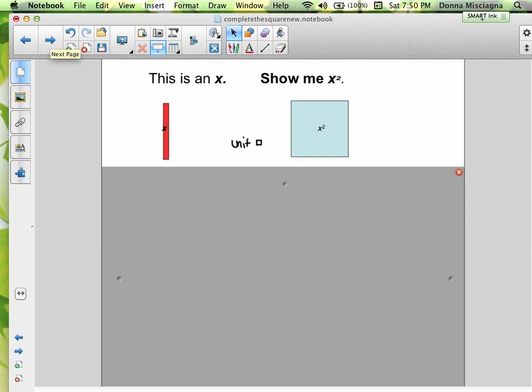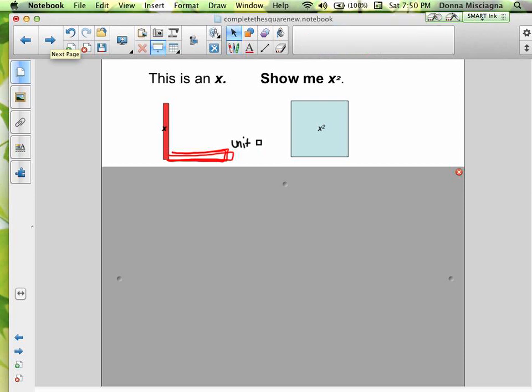So we multiplied x by x. You have to use your imagination here. If we multiplied x by x, we'd have x squared, the blue box.